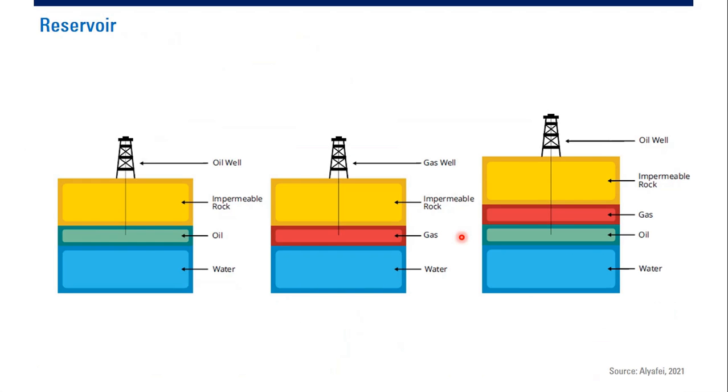Okay, and then we discuss reservoir properties. We need to understand well the properties of our reservoir. Here, for example, we have impermeable rock as the seal, as the cap rock, and then oil, water, and then gas, water. Here we have a combination of gas, oil, and water.